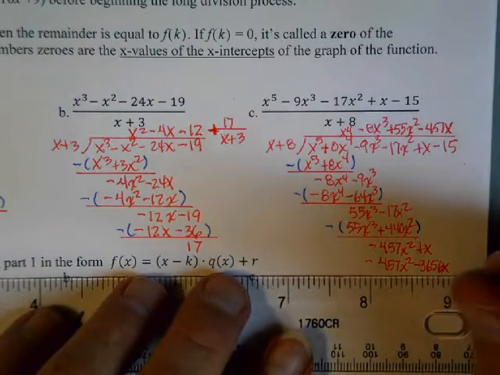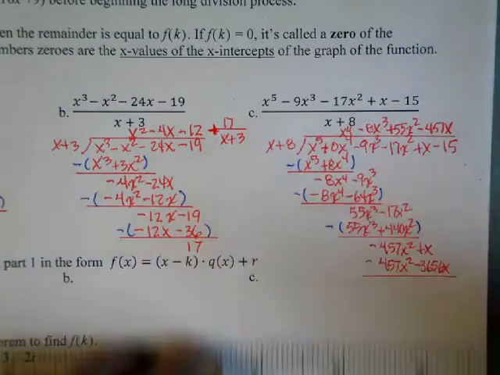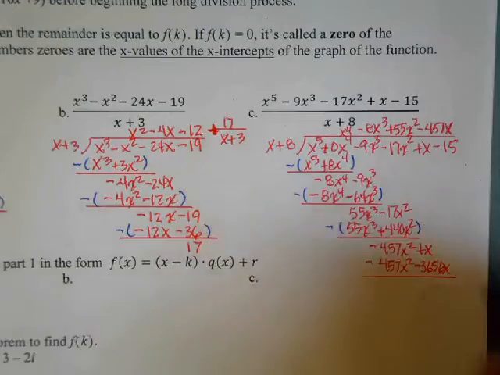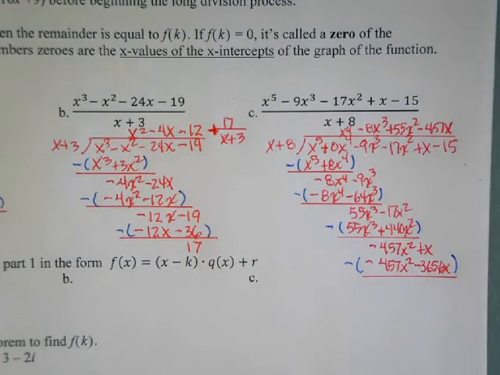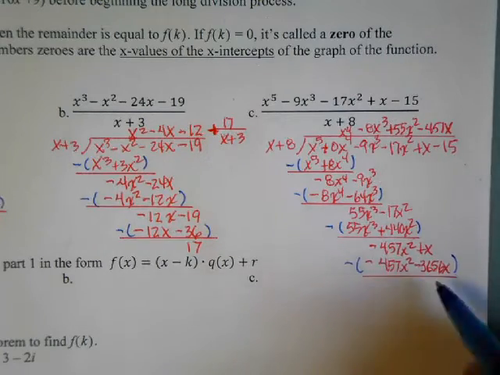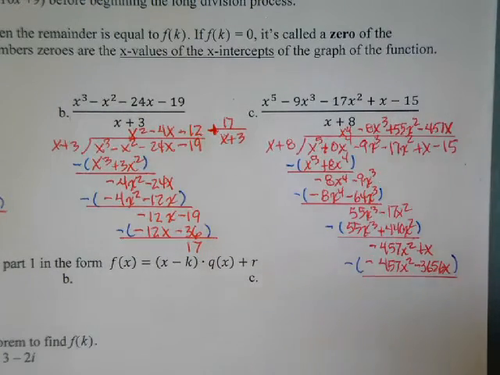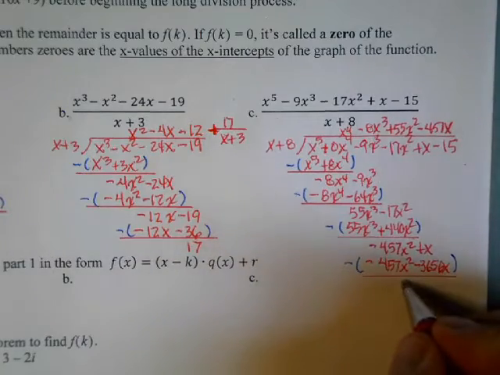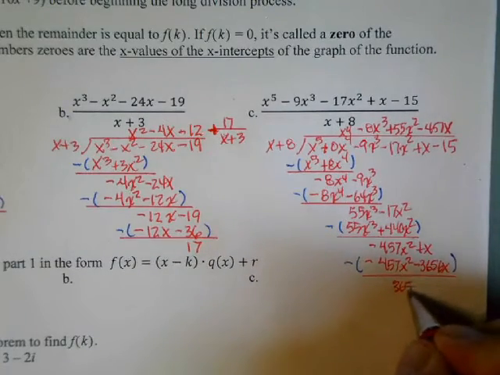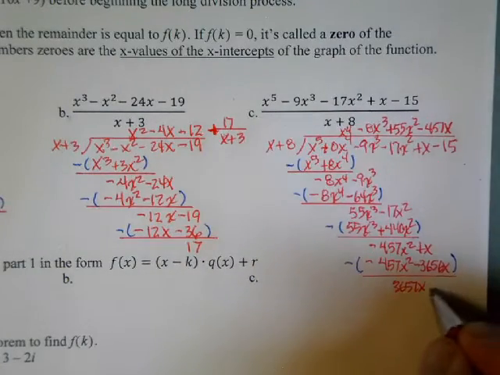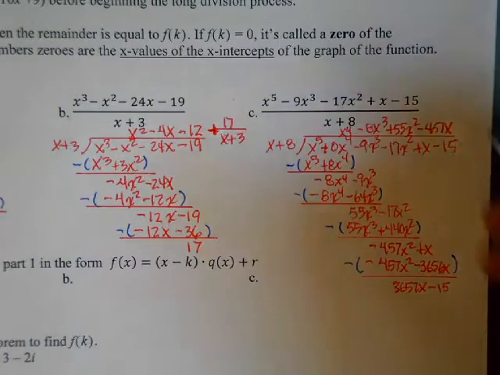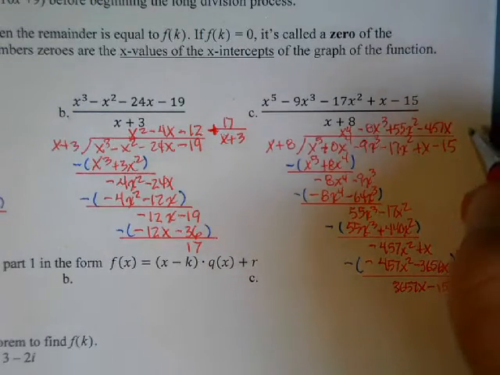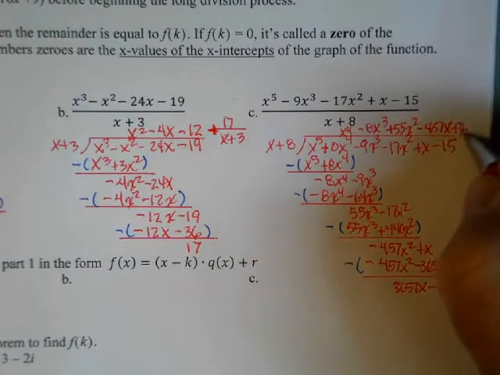And as you can see, it's very easy to kind of run out of paper. So it's really easier to do this on scratch paper first. The 457 x squareds are gone. I have an x plus the 3657. So that's going to give me basically 3657x, bring down the negative 15. And so the last part here I'll have is plus 3657.